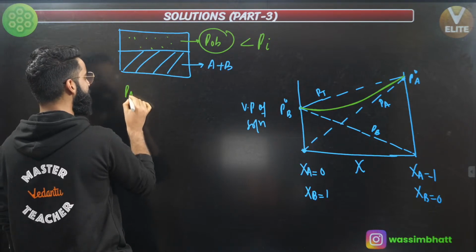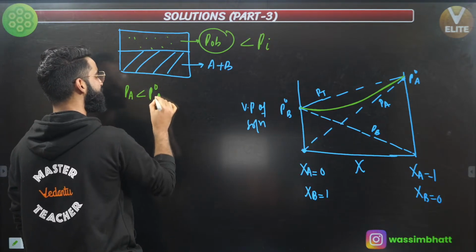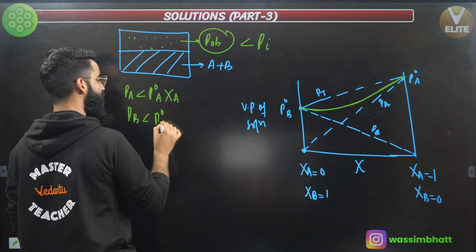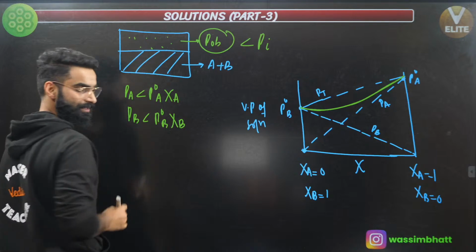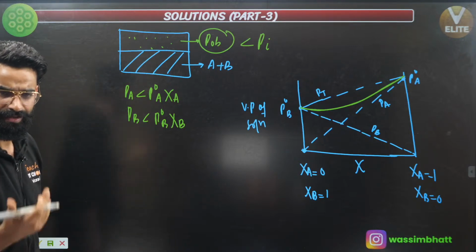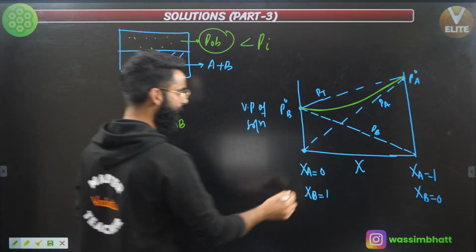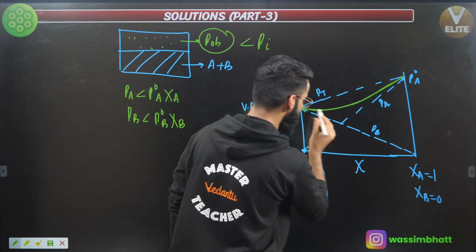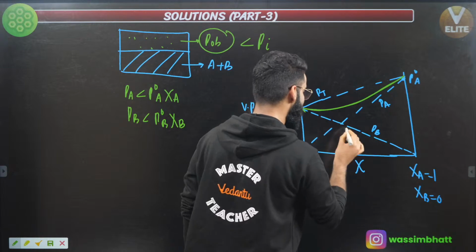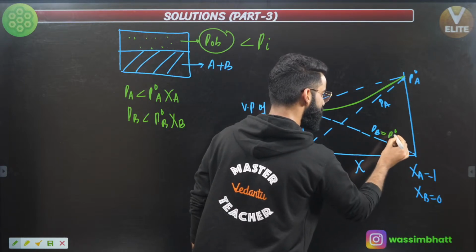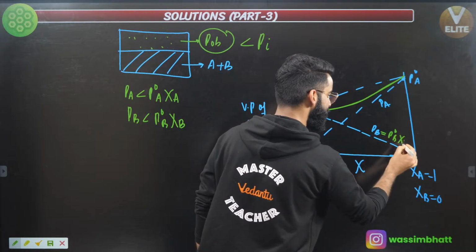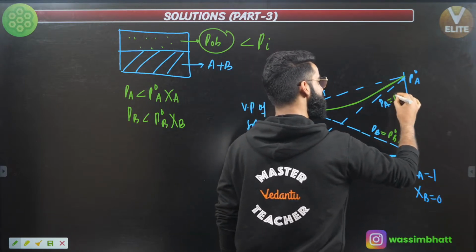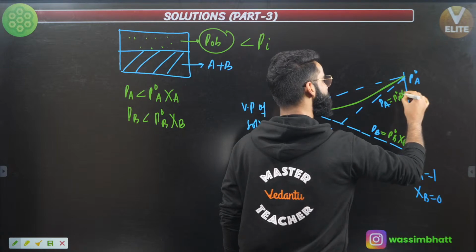So I can say PA definitely is going to be less than P naught A XA, and over here PB is going to be less than P naught B chi B, correct? In case of a non-ideal solution showing negative deviation. So in case of negative deviation, this cannot be your PB. PB is definitely less than P naught B chi B, which it would be if the solution was ideal in nature. This was PA, which was equal to P naught A chi A if the solution was ideal in nature.